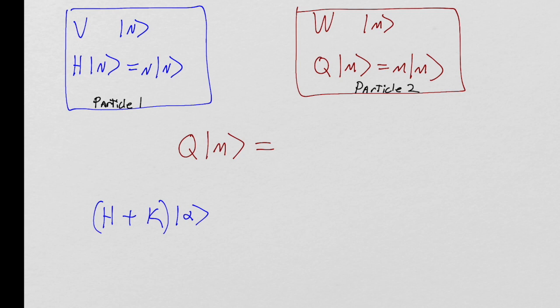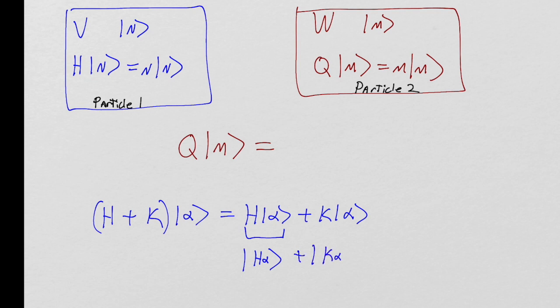But of course, everything's linear in this game. So what I mean by this is H acting on alpha plus K acting on alpha. And this is going to return some new vector, which we might call the vector H alpha, and we might call this the vector K alpha.